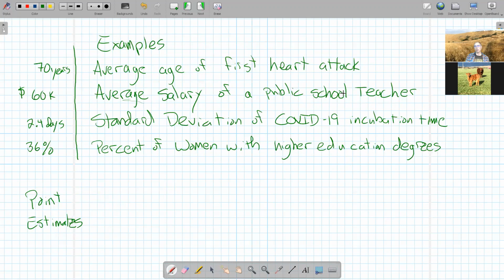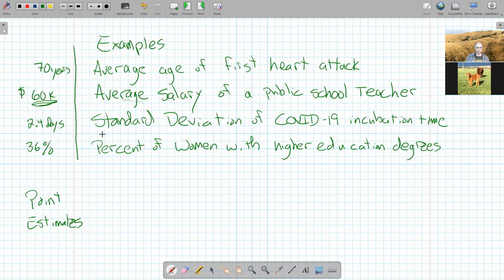Average salary of a public school teacher is around $60,000 last year, across new teachers and old teachers. Average salary of a new teacher right now is about $30,000. So unfortunately, being a teacher doesn't pay very well at first. Eventually, it gets a little bit better, but compared to other jobs where it's an important job, it doesn't nearly match up.